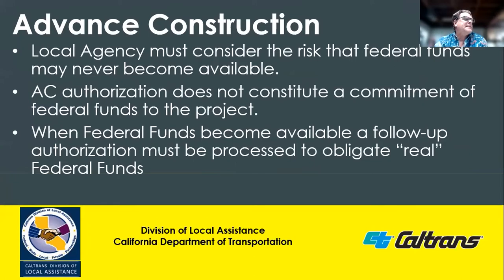The local agency must consider the risk that federal funds may never become available and that advanced construction does not constitute a commitment of federal funds to the project. No PSA will be executed or updated with advanced construction authorization. The processing of the authorization to convert advanced construction to real funds may be restricted to when funds are available. If and when federal funds become available, a follow-up request for authorization must be processed to obligate federal funds and place the funds under agreement with FHWA. The program supplement agreement between Caltrans and the local agency will be executed or updated after authorization to allow the local agency to invoice for work that has occurred.